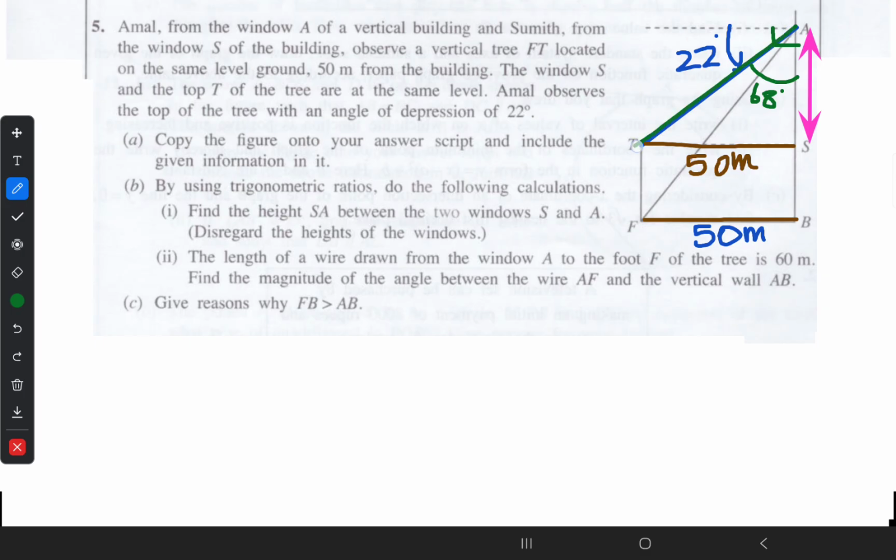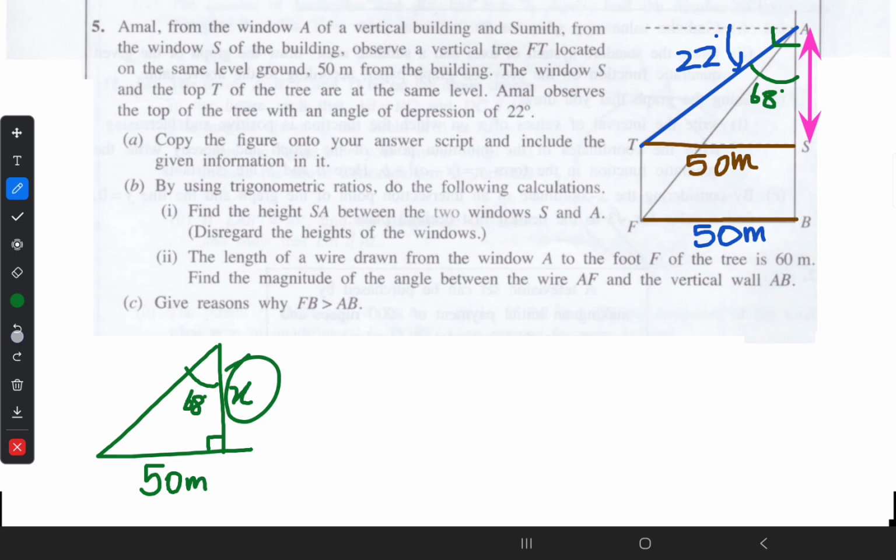And here, this is a right angle triangle. I'll draw that triangle here. Look at this. This is the triangle we have. This is 68 degrees. This is 50 meters. And this is perpendicular. We know that these two are at the same level, that means that would be perpendicular to the building. And 68, this one, we need to find this one. I will mark this as X. Okay, length as X. So in this right triangle, we can apply a trigonometric ratio to find X.